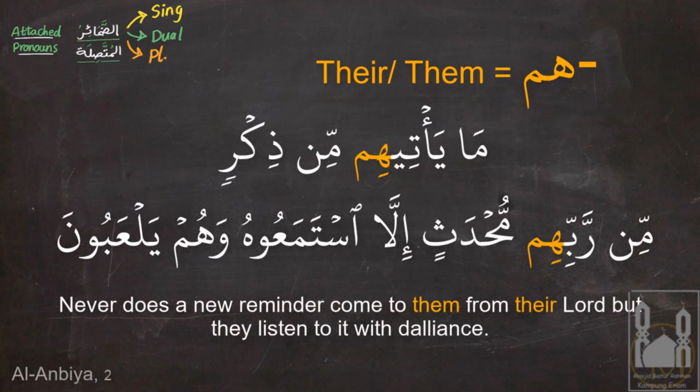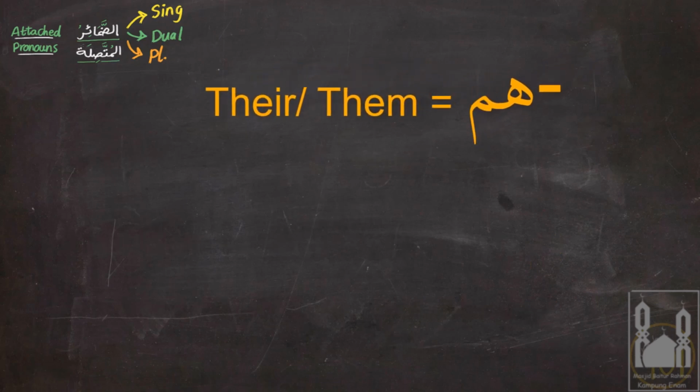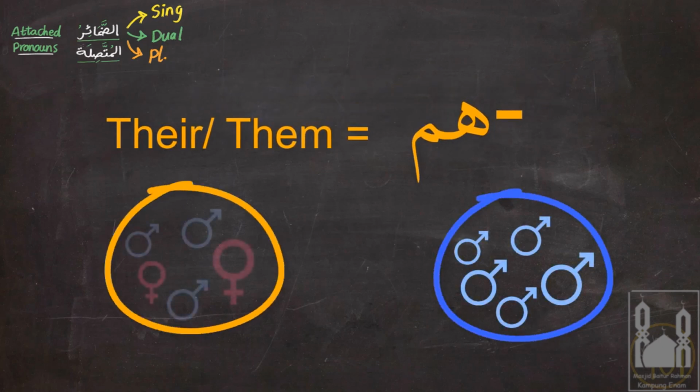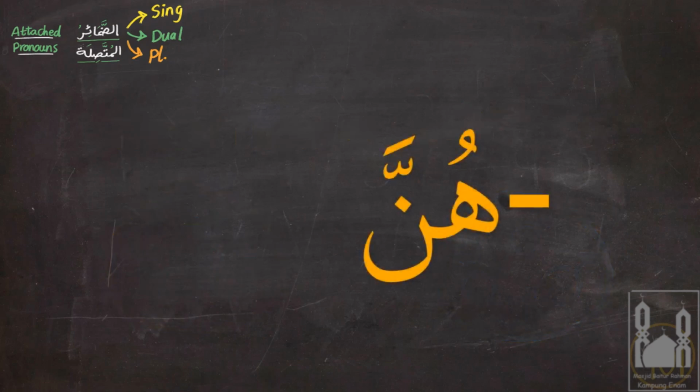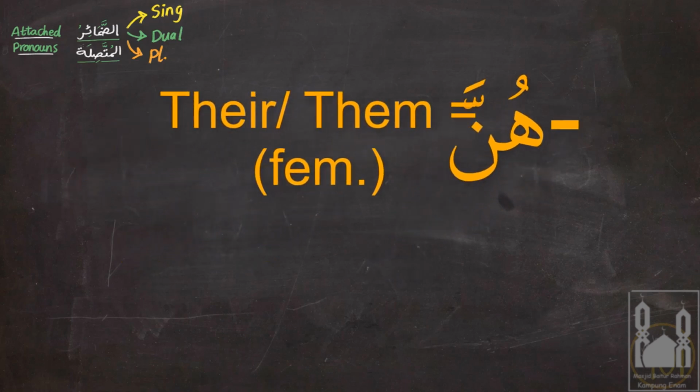ما يأتيهم من ذكر من ربهم محدث إلا استمعوه وهم يلعبون. And just like the case with antum and antunna, hum is used when talking about a group of men, also is used when talking about a group including men and women. And if you're talking about a group of only women, you would then use the suffix hunna. That would be attached to the end of verbs and nouns, and it would then mean their or them, but only if the group is made up of women, like in this example.